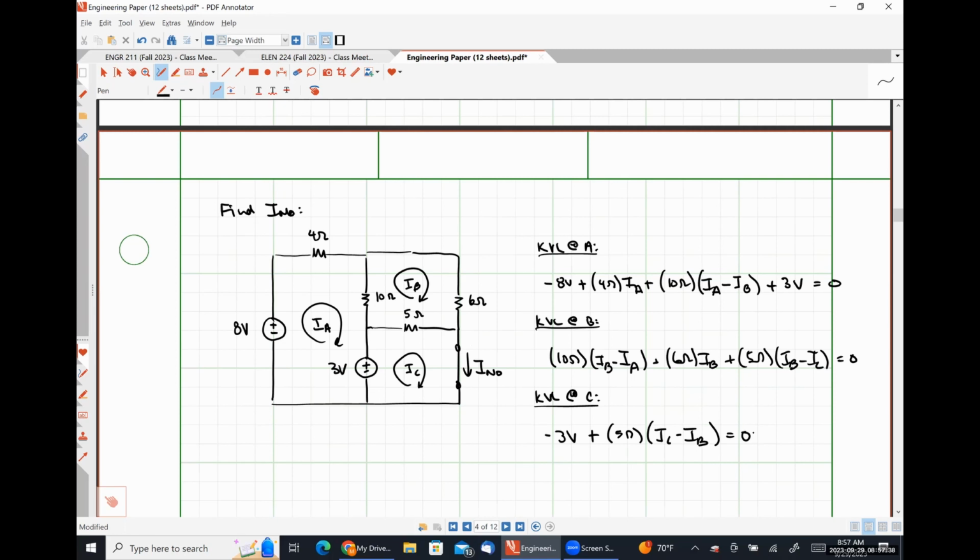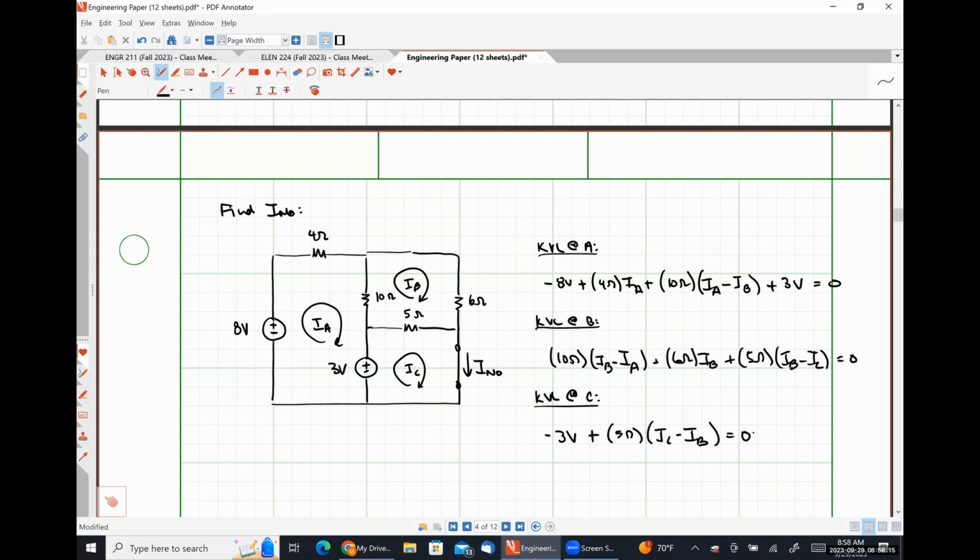And I'm going to solve this system as a 3x3 system. So my coefficient for IA is going to look like 4 plus 10 in my first equation. My coefficient for IB is going to look like negative 10. I don't have any IC, and then I'm going to have 8 minus 3 for my constant term. In my second equation, my coefficient for IA is negative 10. My coefficient for IB is 10 plus 6 plus 5. My coefficient for IC is negative 5. My constant term is 0.